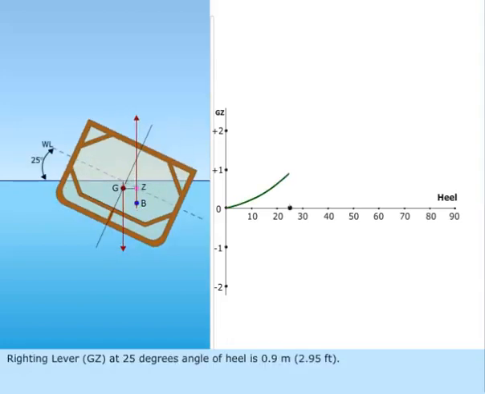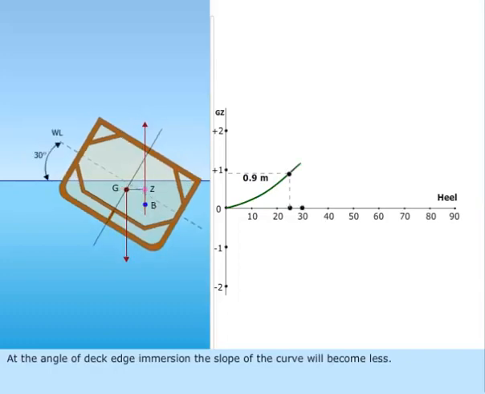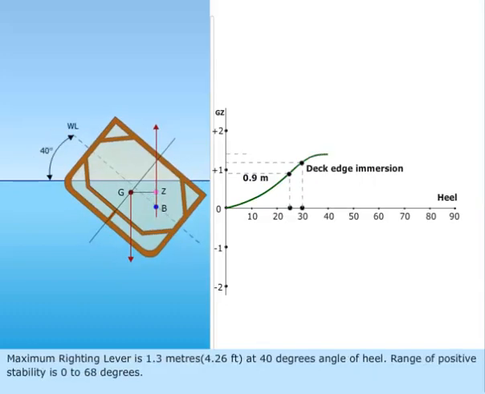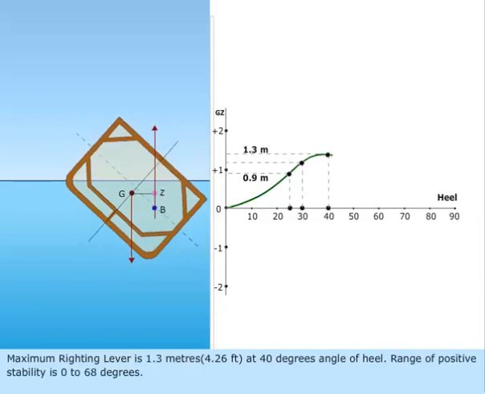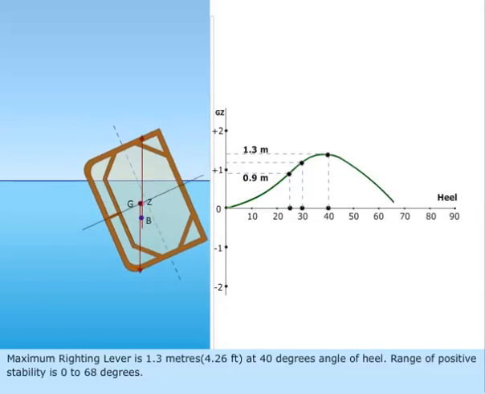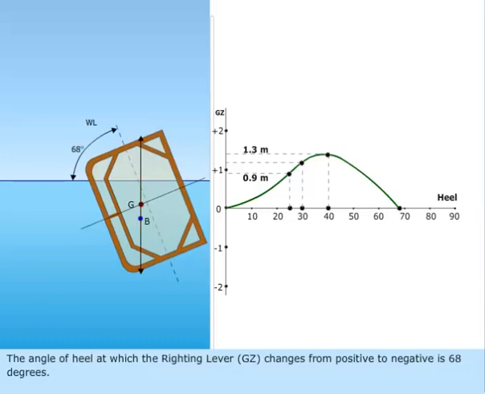Righting lever GZ at 25 degrees angle of heel is 0.9 meters, 2.95 feet. At the angle of deck edge immersion, the slope of the curve will become less. Maximum righting lever is 1.3 meters, 4.26 feet, at 40 degrees angle of heel. Range of positive stability is 0 to 68 degrees. The angle of heel at which the righting lever, GZ, changes from positive to negative is 68 degrees.